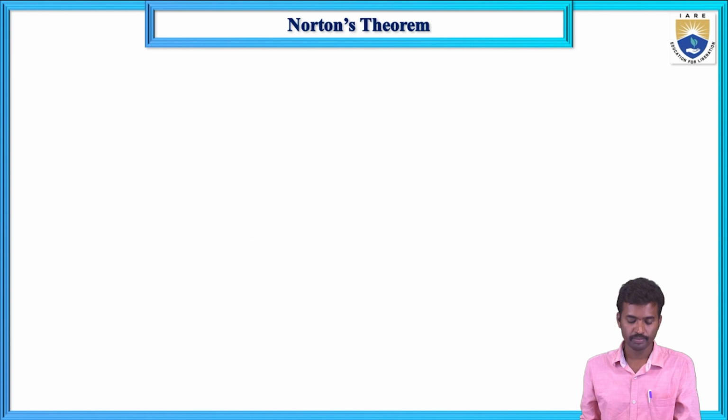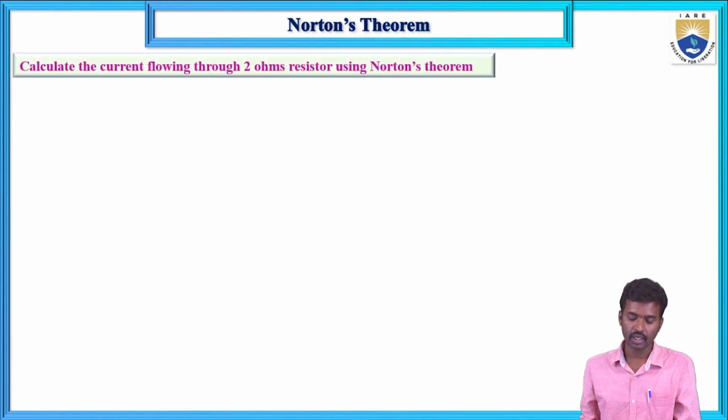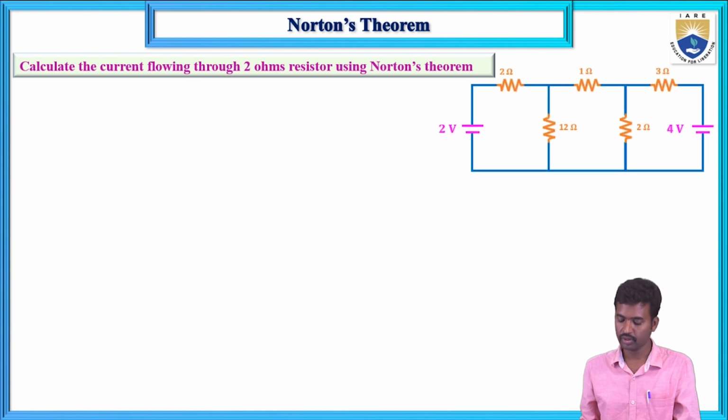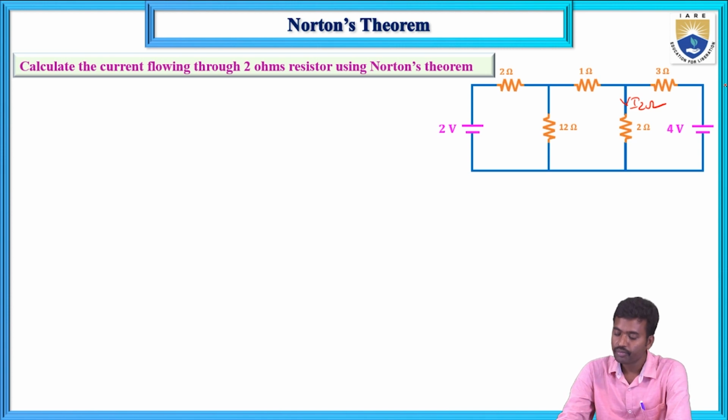Now next problem. Calculate the current flowing into the 2 ohms resistor using Norton's theorem. So see the circuit here. The 2 ohms resistor is connected here. This you need to calculate here.